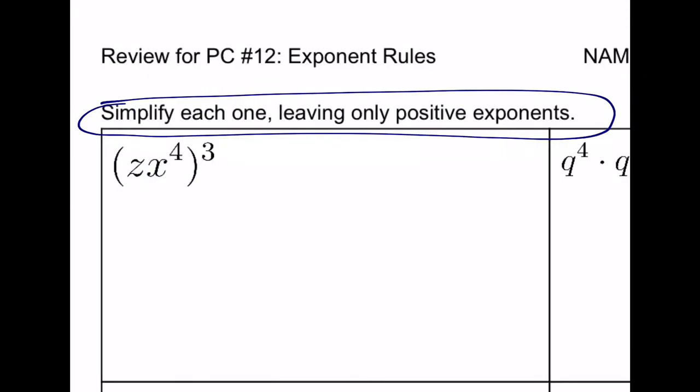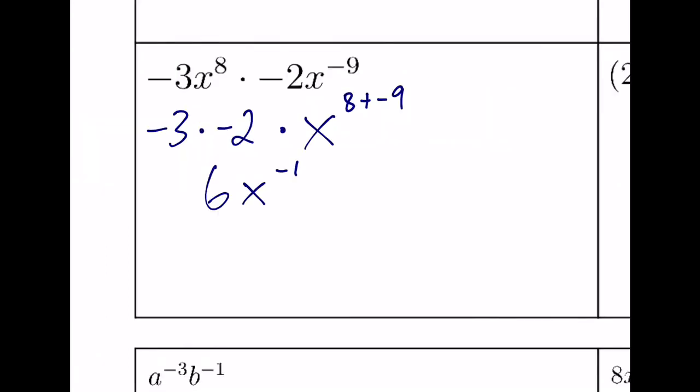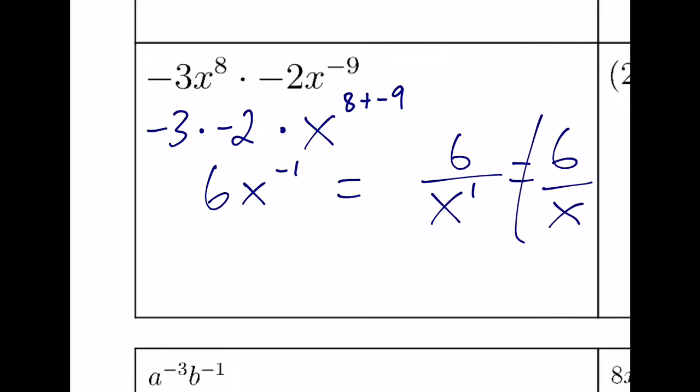Refer back to the directions at the top. Simplify each one, leaving only positive exponents. So then, how do we get rid of a negative exponent? Well, negative exponents in the numerator get moved to the denominator and become positive exponents. For example, this becomes 6 divided by x to the first, or just 6 divided by x.